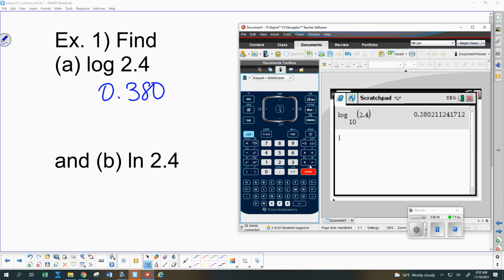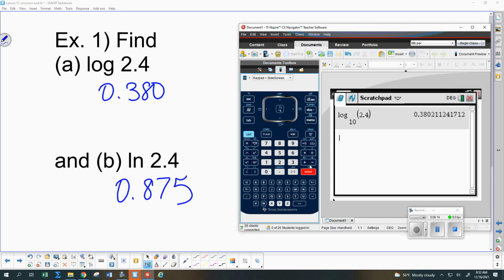Okay, you guys do the same thing with the natural log for the next one, but this time you don't have to worry about that little box for the base. You just do ln and then automatically type in the 2.4. Raise your hand when you have that for me. Olivia, what do you have? Excellent, 0.875. Does that work for everybody, Anna?